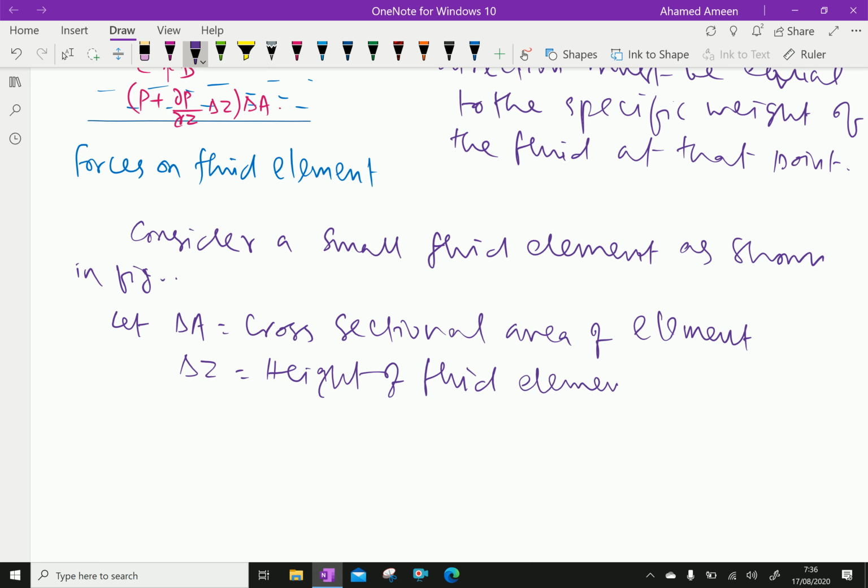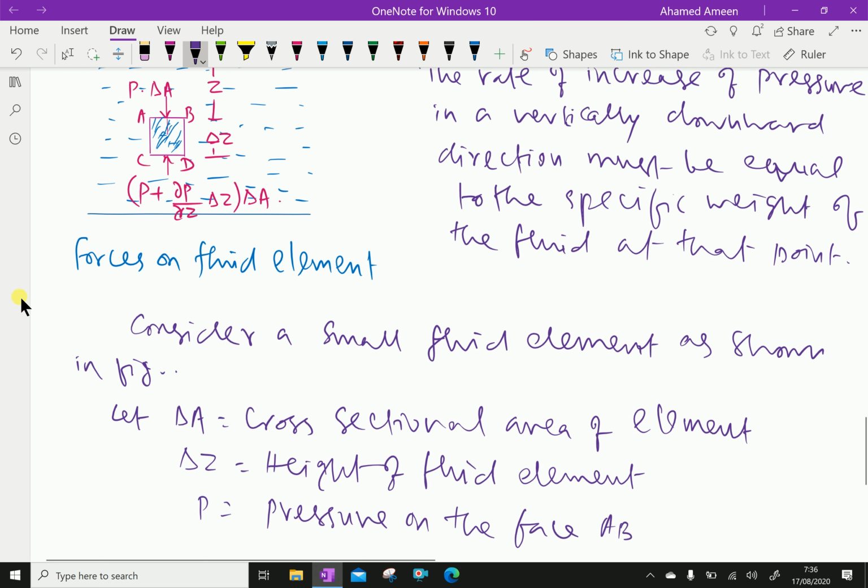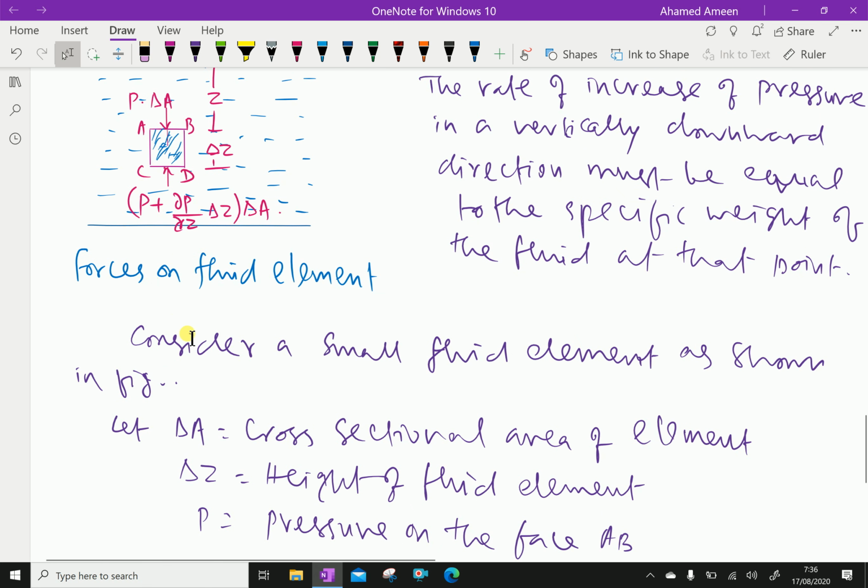Let P equal the pressure on the face AB. Face AB is here, and the pressure is P. Now, Z equals the distance of the fluid element from the free surface. Here, from here to here is Z.